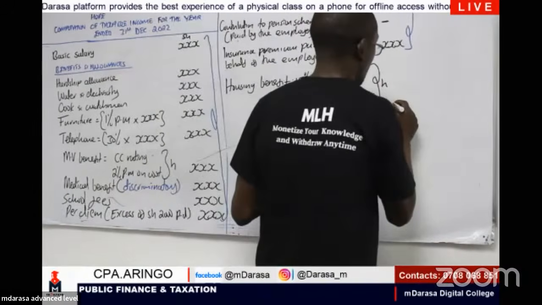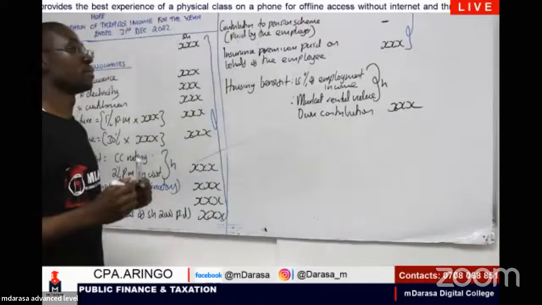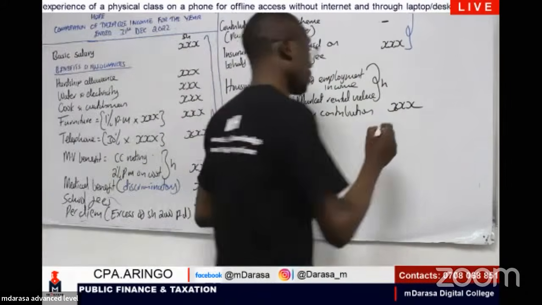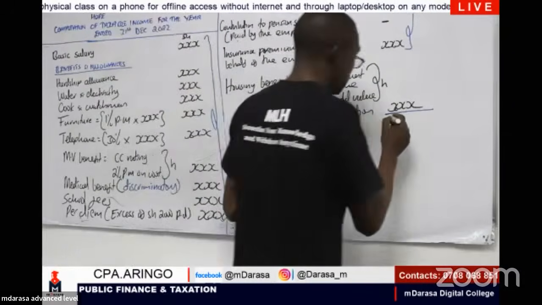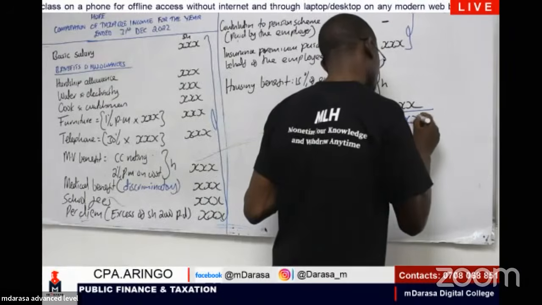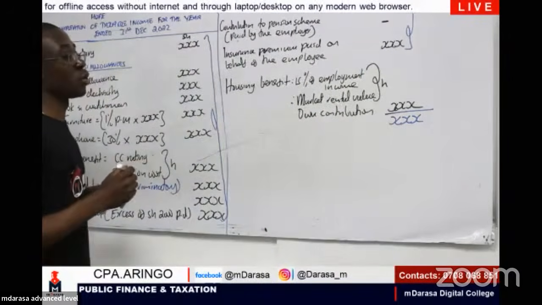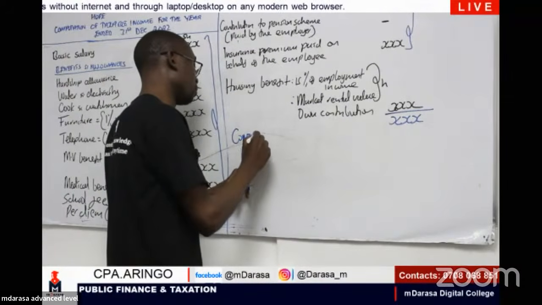So in this case, I'd be having what? My housing benefit there. So that as of the end of the day, I'd be having our income there. Consider our contributions now. Allowable contributions.